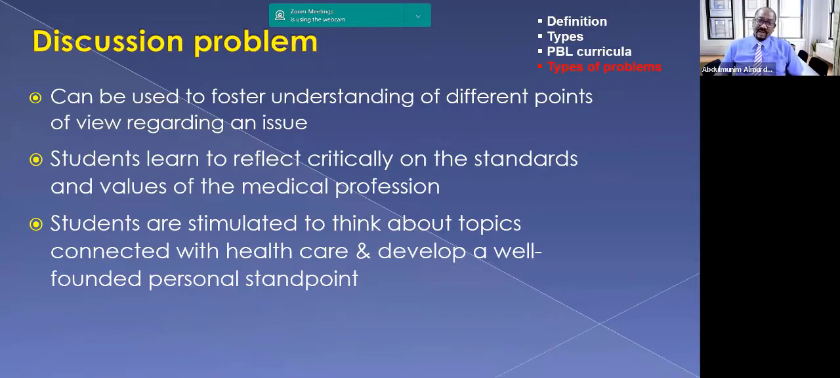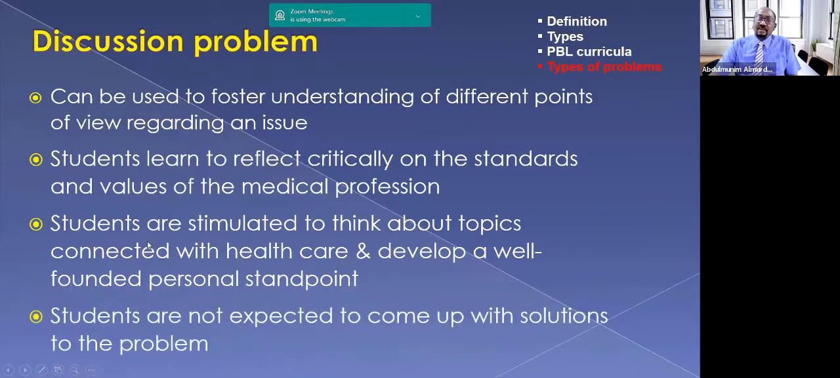And these, for example, are very good to use with ethics and professionalism courses, because you need to formulate your own standpoints and attitudes. Now, students are not expected to come up with solutions to the problem, and usually, as you know, ethics problems are usually ethical dilemmas with no clear answer.